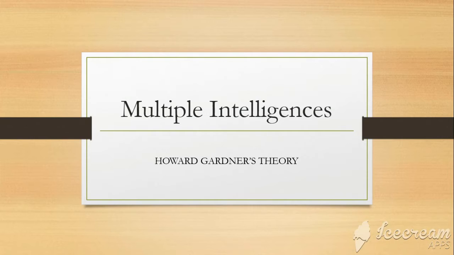So now, let's talk about multiple intelligences by Howard Gardner's theory. Multiple intelligences proposes the differentiation of human intelligence into specific modalities of intelligence rather than defining intelligence as a single one. It refers to the theory describing the different ways students learn and acquire information.